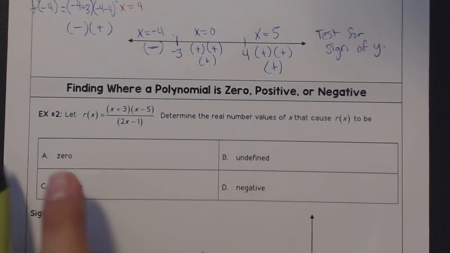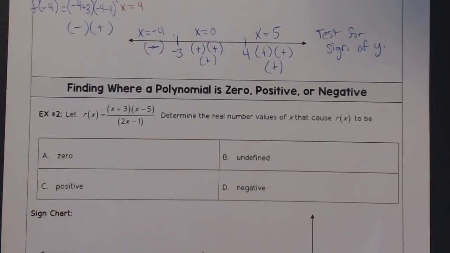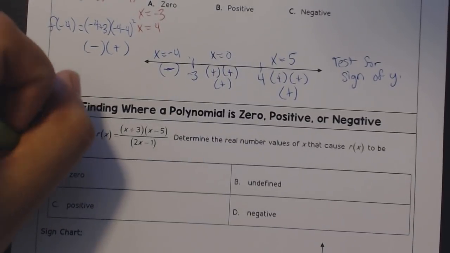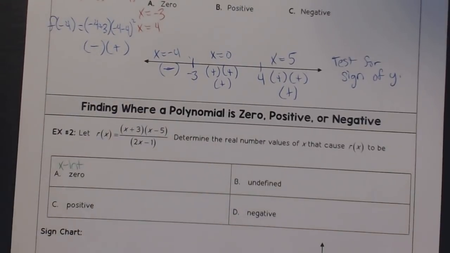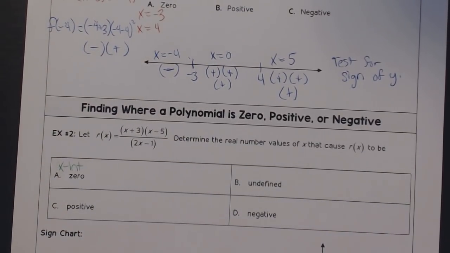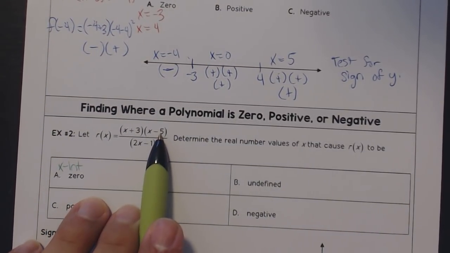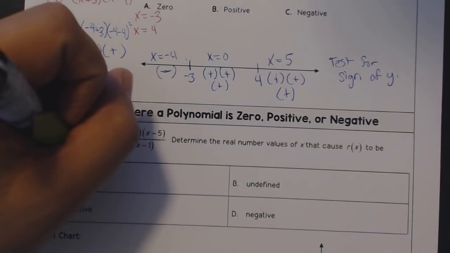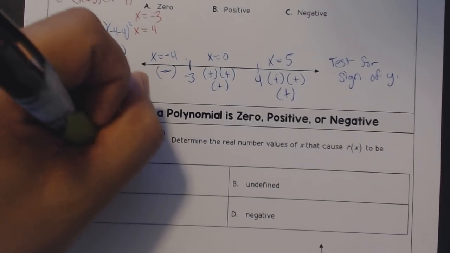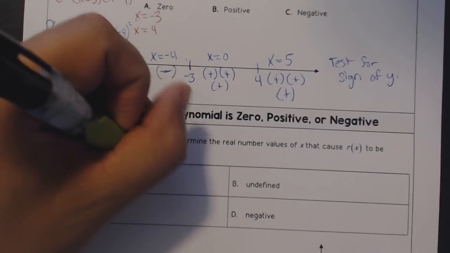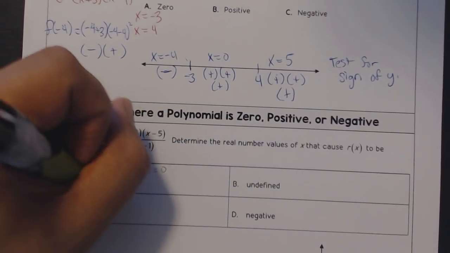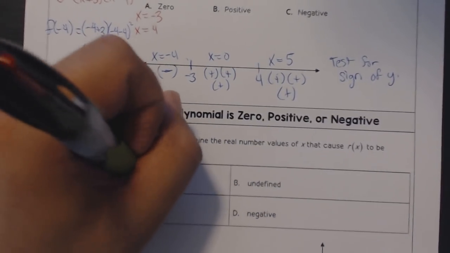Well, think about it. What's another word for 0? The other word for 0 is x-intercepts. And I've asked you, how do we find the x-intercepts of this? Well, we make the numerator equal to 0. So we make x plus 3 times x minus 5 equal to 0. And what we find out is that we get x equals negative 3, x equals 5.